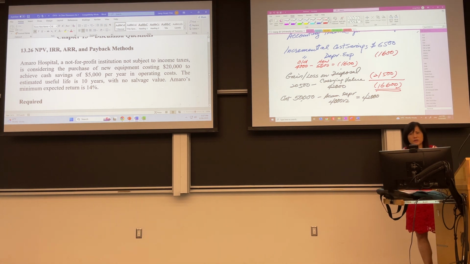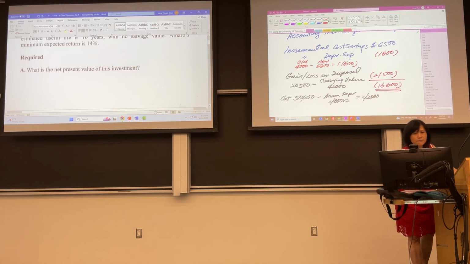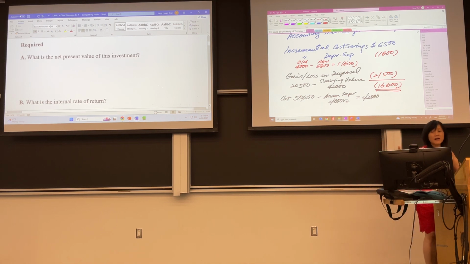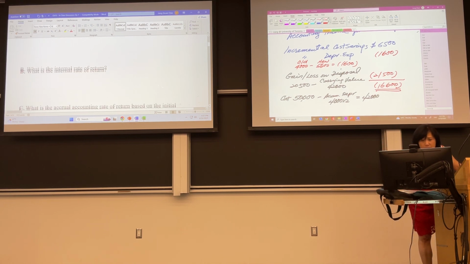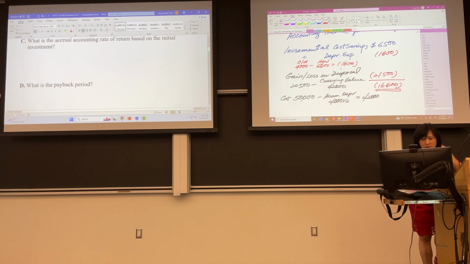The machine costing $20,000, so you don't have an old machine to exchange, you don't have working capital. So you're going to invest $20,000 for this equipment, but then you're going to save $5,000 every year. For how many years? 10 years. Then there's no residual value. Minimum required rate of return, 14%. So that's very simple. Asking net present value, internal rate of return, payback period, accrual accounting income.